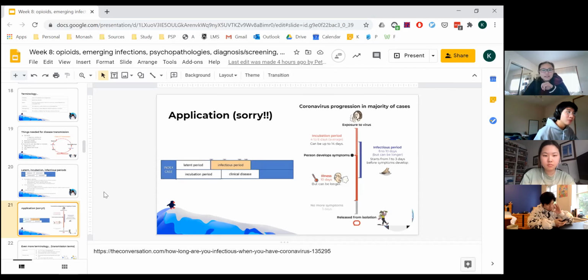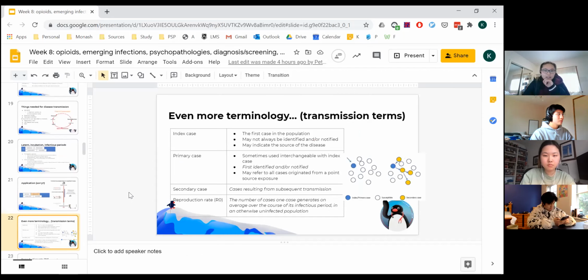So that's a problem. You should actually get to know these terms because I think there was one multiple choice question, or it might have been a quiz somewhere. Okay, and even more terminology. These are more transmission terms. The index case is the first case in the population. You might not always know who that very first person was, so it might not be notified. And the primary case is the first identified and/or notified. So the primary case is the one you actually know about, and the index case is the actual first one.